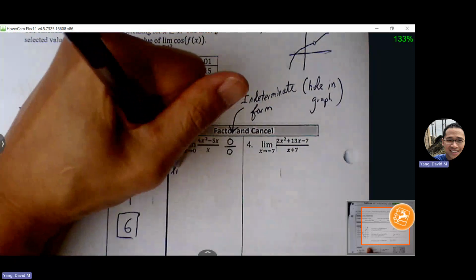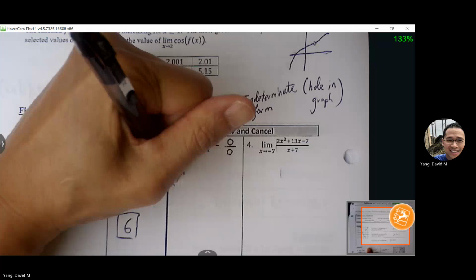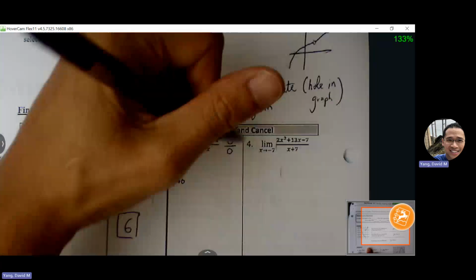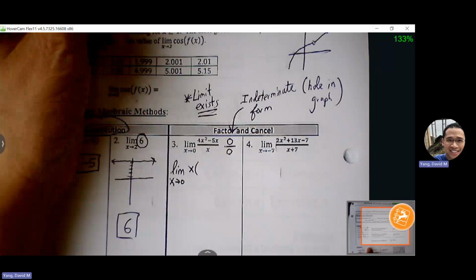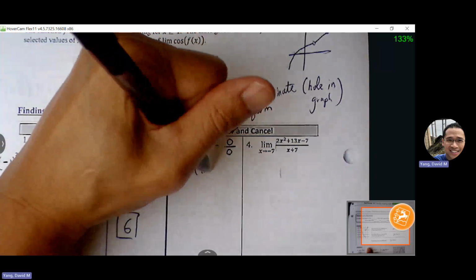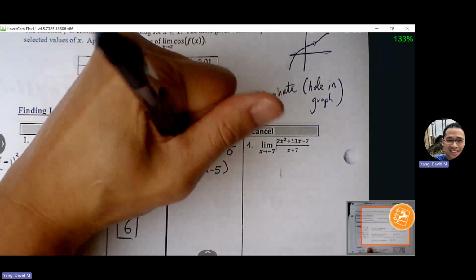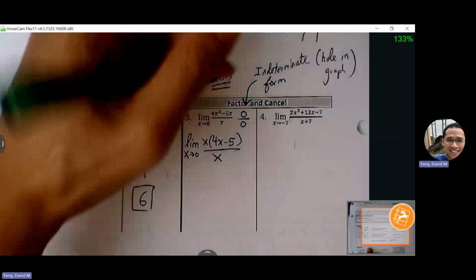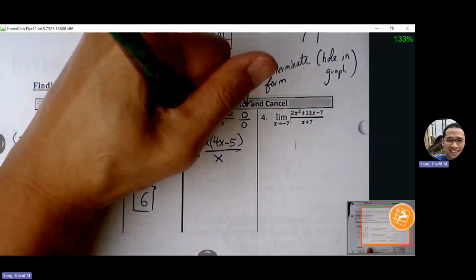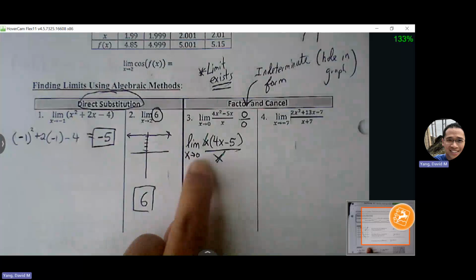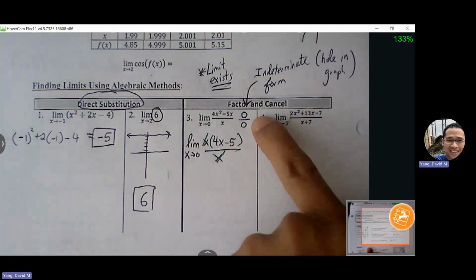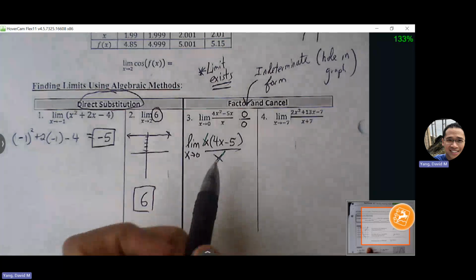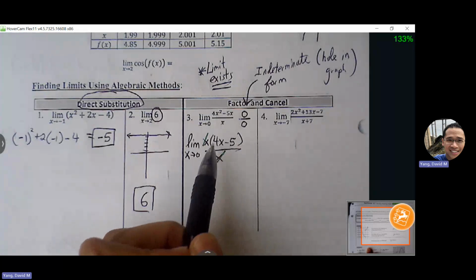So we want to find some common factors. What's the GCF from the numerator? X. Okay. If I factor an X out, my denominator is just an X. What can we do? Cancel out, right? And now we're basically removing the 0 over 0 out of the expression, and we're creating a version of the graph without the hole.